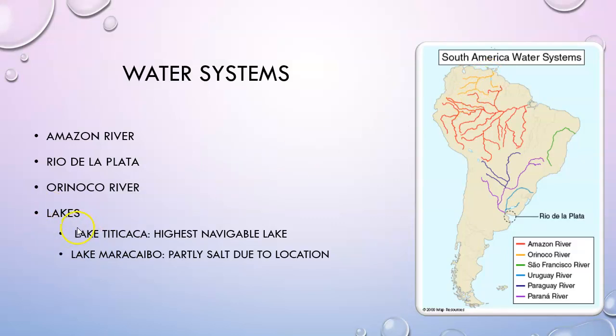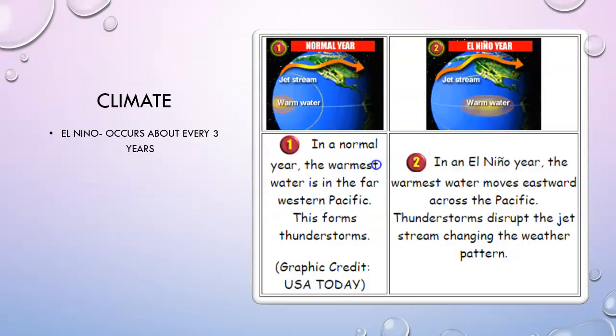And there are a couple of lakes. Lake Titicaca is the highest navigable lake. It's the highest in elevation. And then you have Lake Maracaibo, which is this area up here. And it is partly salty. It is partly saltwater due to its location. It's not completely enclosed up here. So there is a little bit of salt water getting into the area.